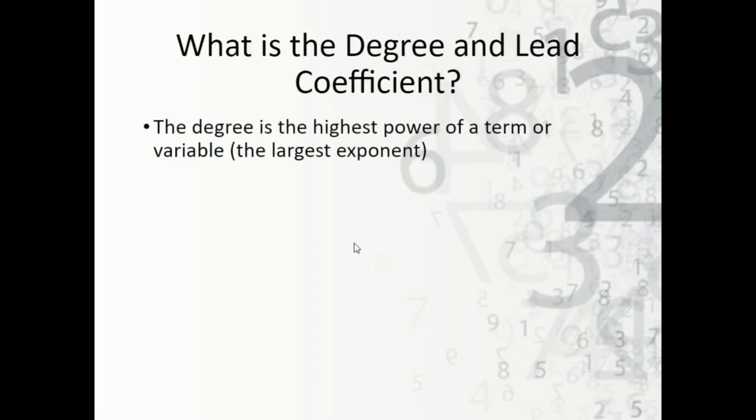The degree is the highest power of a term or variable. So for instance, x squared. If squared is the highest exponent that exists, then we would say that's the degree. So for instance, we have y equals 2x squared plus 3x minus 2. Well, the highest exponent that exists here is 2, so we would say it has a degree of 2.